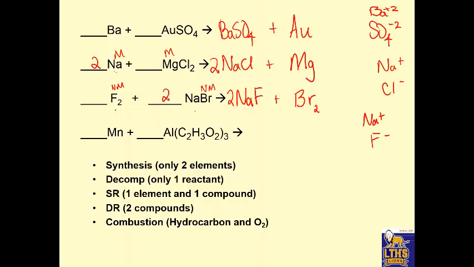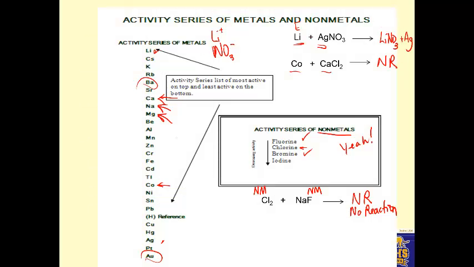So I have 2 sodium, 2 bromine, 2 fluorine, balanced. Okay. Finally, we have manganese, which is a metal, so it's going to try to kick out the metal in the compound. So, what was I looking for? Oh, manganese, right here.